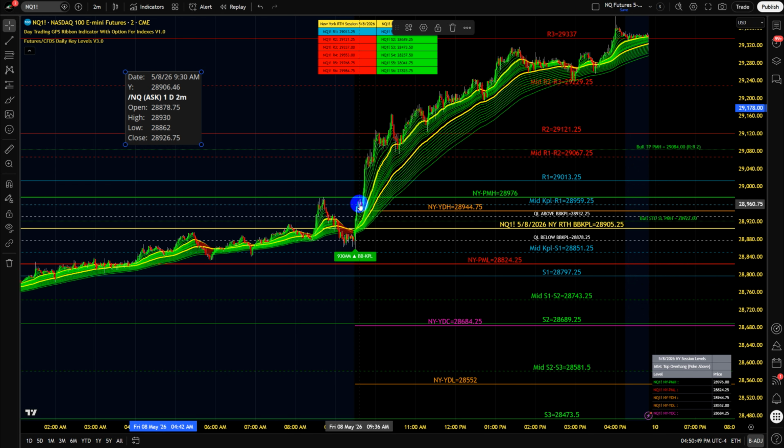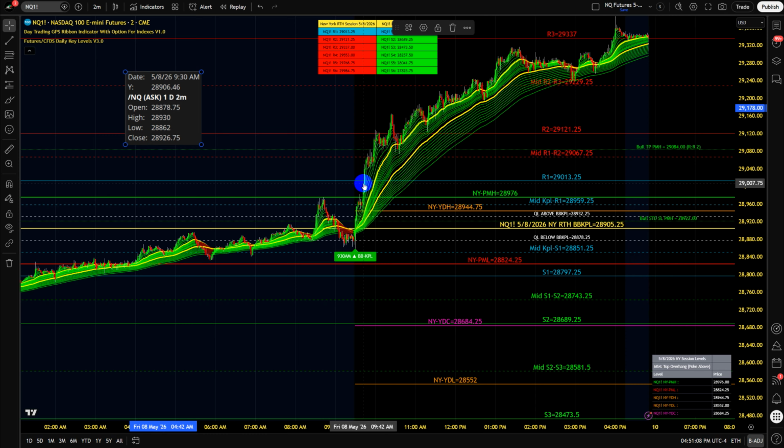Or the equivalent would be 10 NQ micros to one regular E-mini. So one regular E-mini is $20 per point. 10 micro NQs would be the same equivalent. So they're $2 a point. 10 of them is $20 per point.